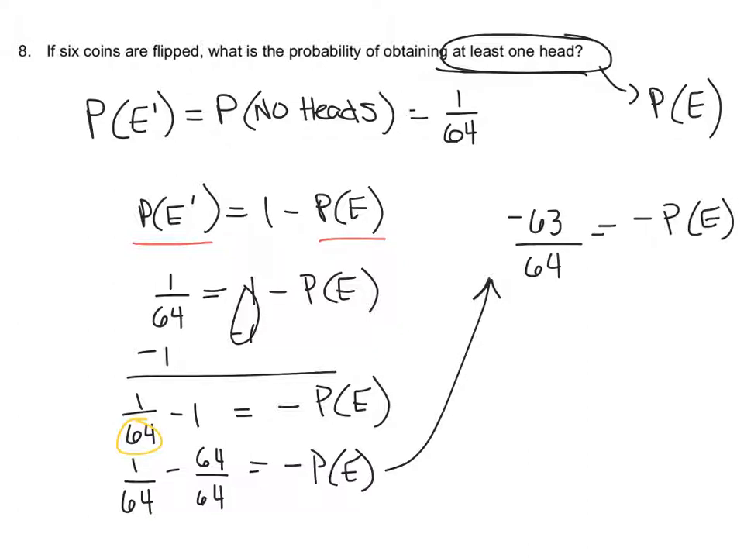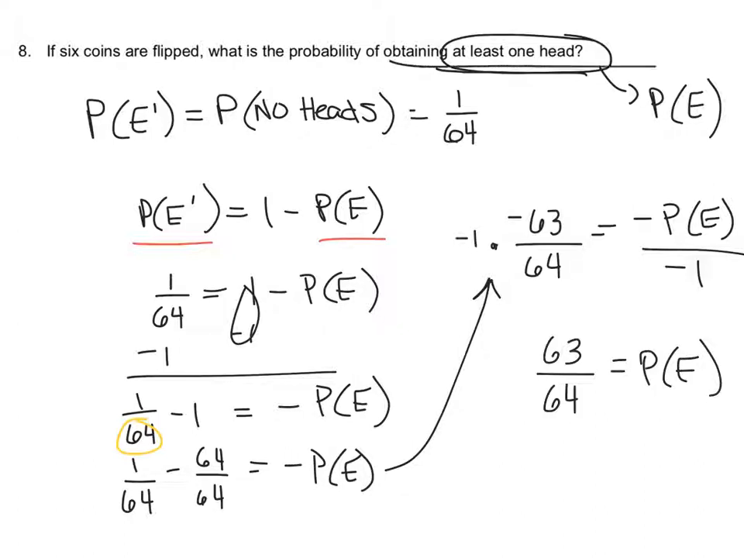Now, I don't want a negative probability, I want a positive probability, so I'm going to divide both sides by negative 1. Dividing by negative 1 is the same as multiplying by negative 1. So negative 1 times negative 63 is a positive 63, so I have 63 over 64 equals the probability of the event. And again, the event is obtaining at least one head, so my answer is 63 over 64.